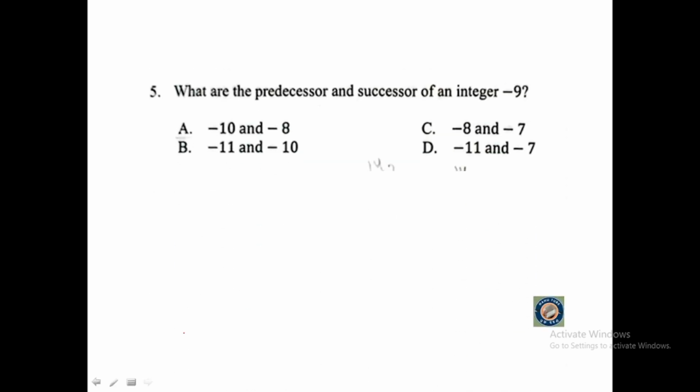Question number 5. What are the predecessor and the successor of the integer minus 9? A. Minus 10 and minus 8. B. Minus 11 and minus 10. C. Minus 8 and minus 7. Or D. Minus 11 and minus 7.